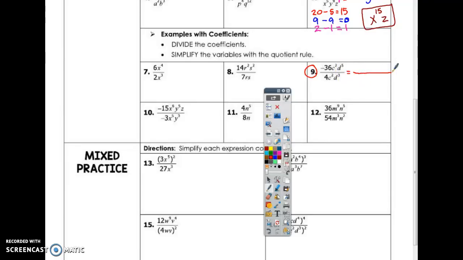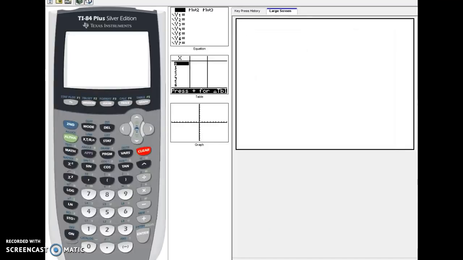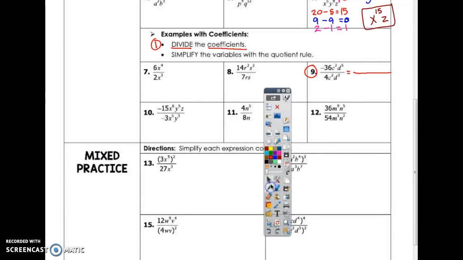Okay, so what do you do now with the big numbers, the coefficients? You divide the coefficients. Because this is division, you just divide them. So in the calculator, I'm going to put negative 36 divided by 4. Calculator, everybody. Negative, here's the negative down here. 36 divided by 4. Enter. Negative 9. So I'm going to put it over here. It's negative 9.